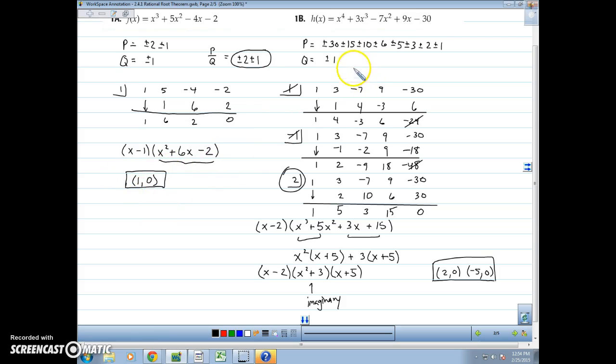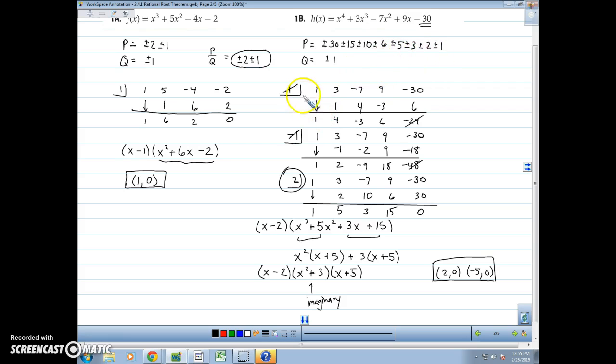Now for 1b, we had quite a lot more possible rational zeros because instead of our constant being a small number like 2, our constant was negative 30. And so when I listed all the factors of negative 30, there were quite a few. Luckily, we had to divide that by just q, which was 1. So my possible rational zeros were plus or minus 30, 15, 10, 6, 5, 3, 2, and 1. And so the process would require me to go through and check all of those.